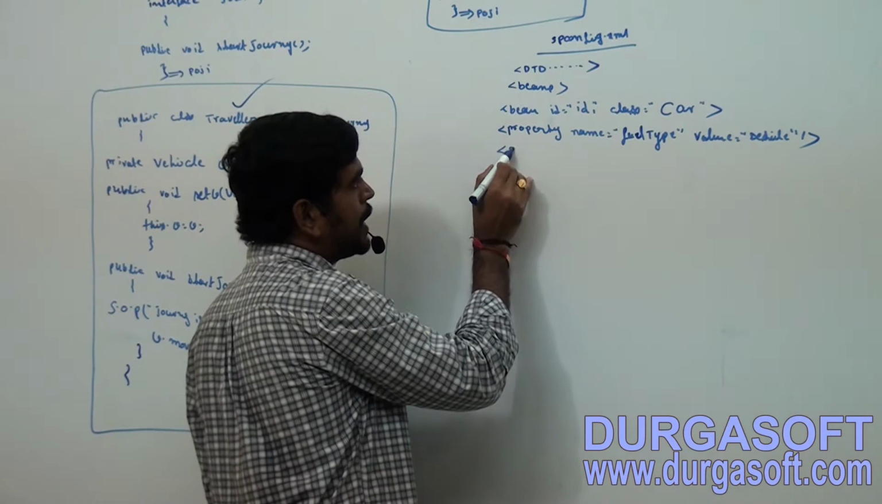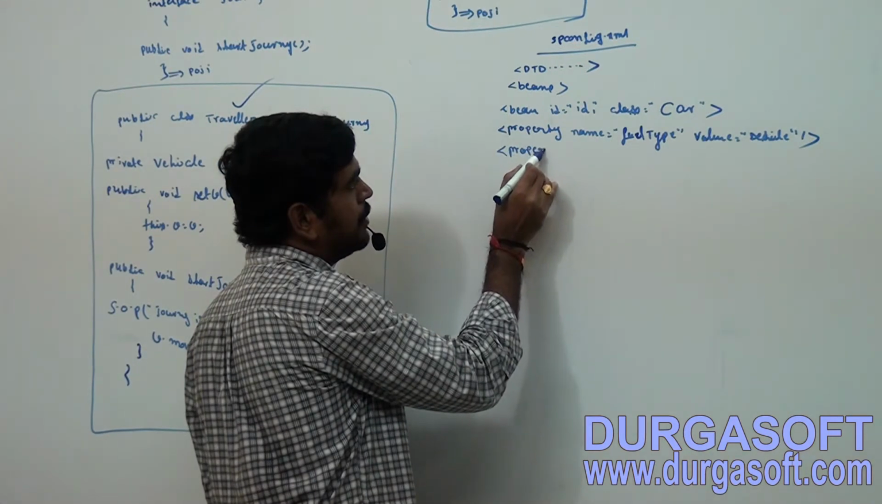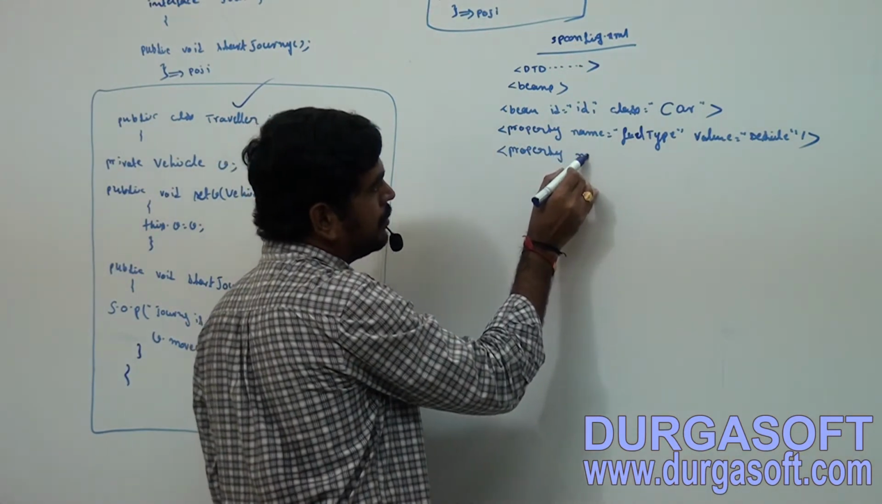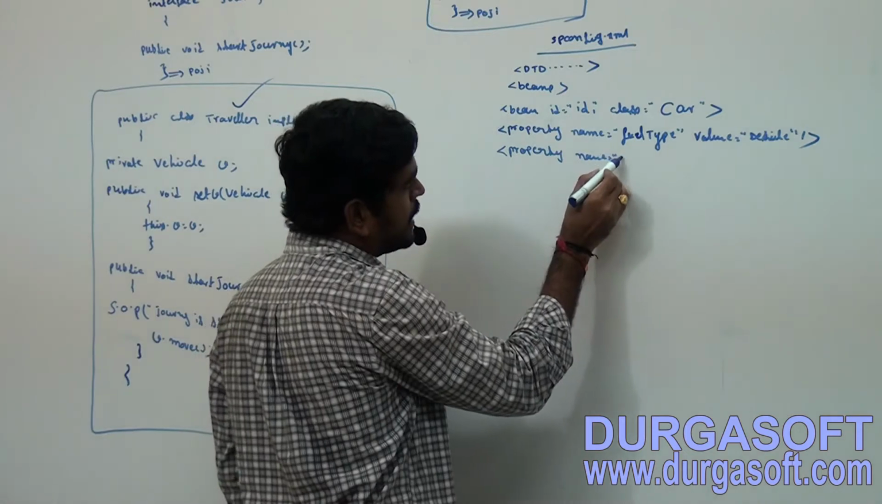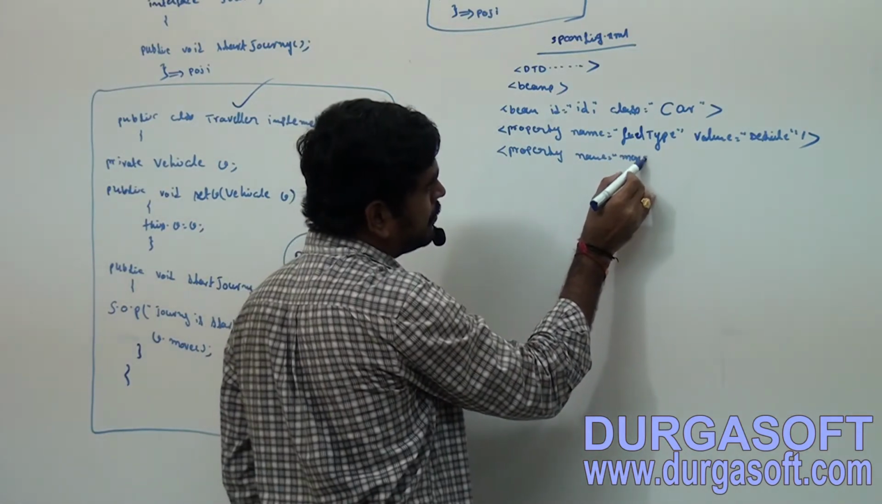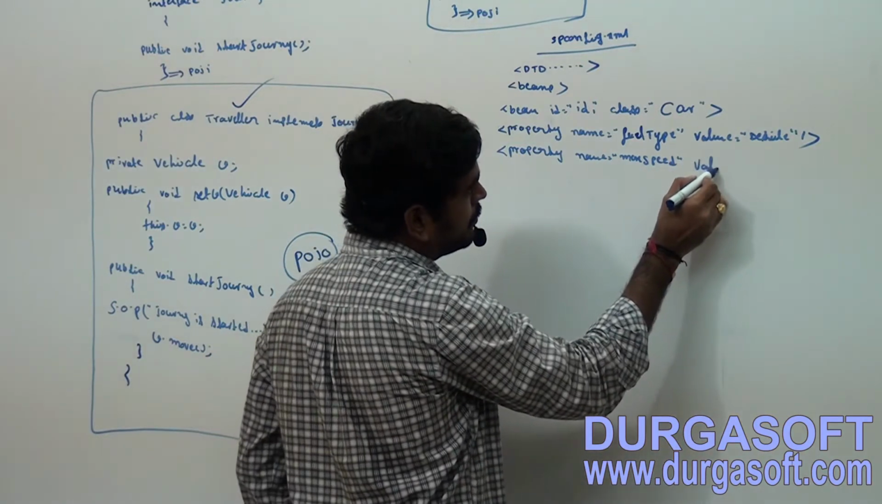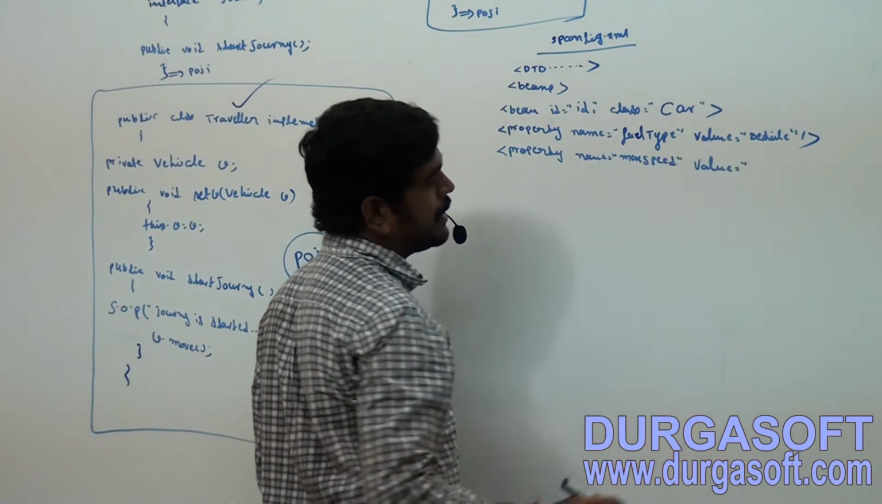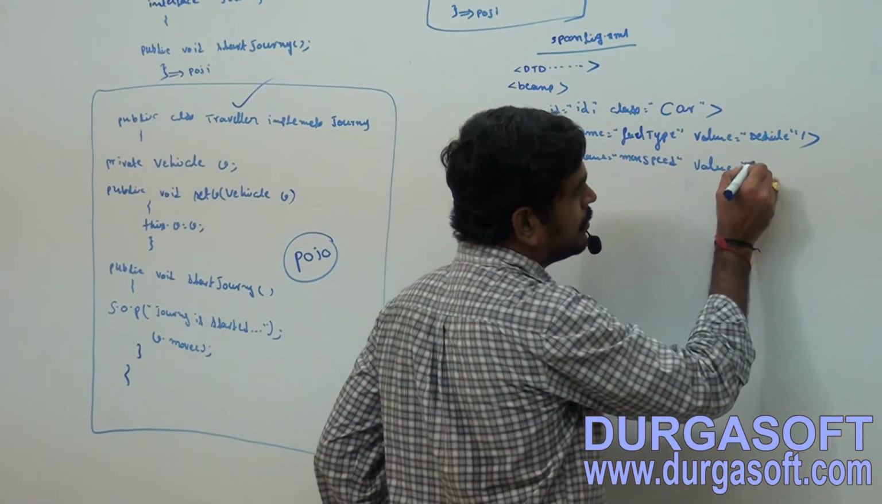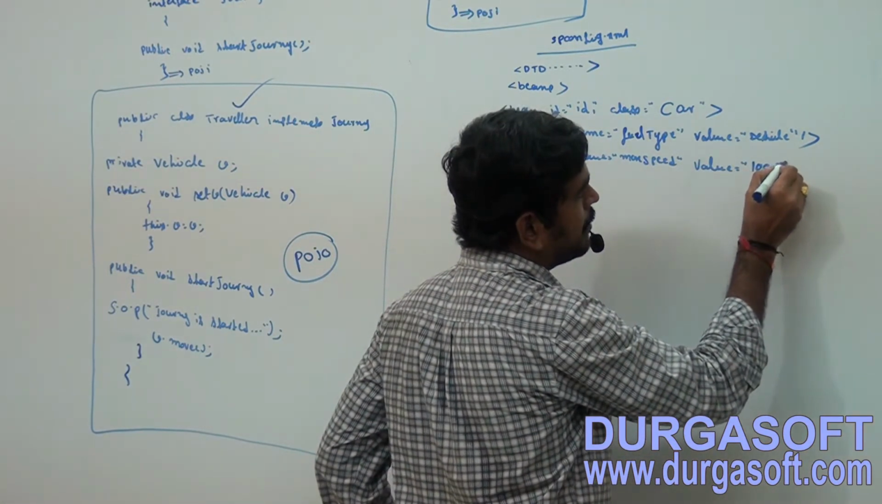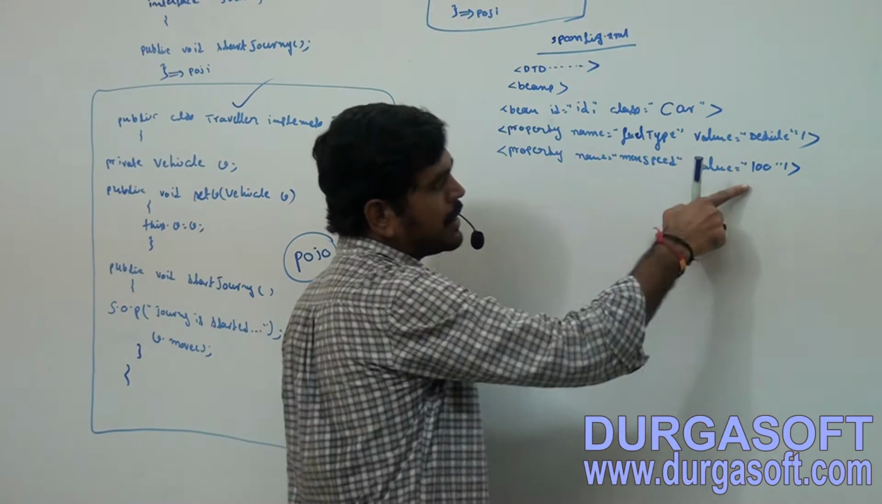The next property name is equal to max speed. Value is equal to 100 I am placing here. This is the string value, sir.